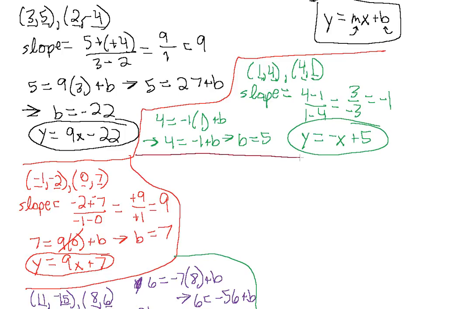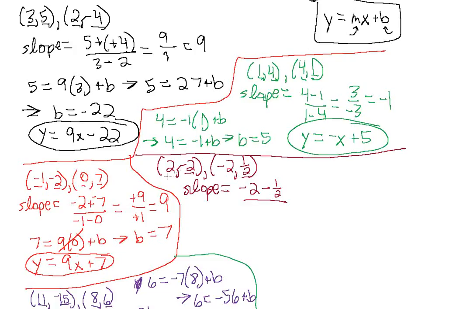Okay, let's go ahead and do a few more of these. Let's take a look at the points (2, minus 2) and (minus 2, 1/2). Okay, let's go ahead and find our slope. Our slope is going to be found by getting minus 2 minus 1/2 divided by 2 minus a minus 2.